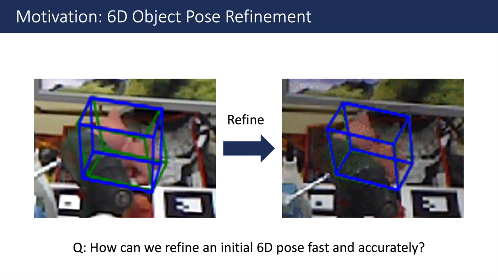Fast and accurate 6D object pose refinement is crucial, especially for many robotic and AR applications. Therefore, our research question is: how can we refine an initial 6D pose fast and accurately?